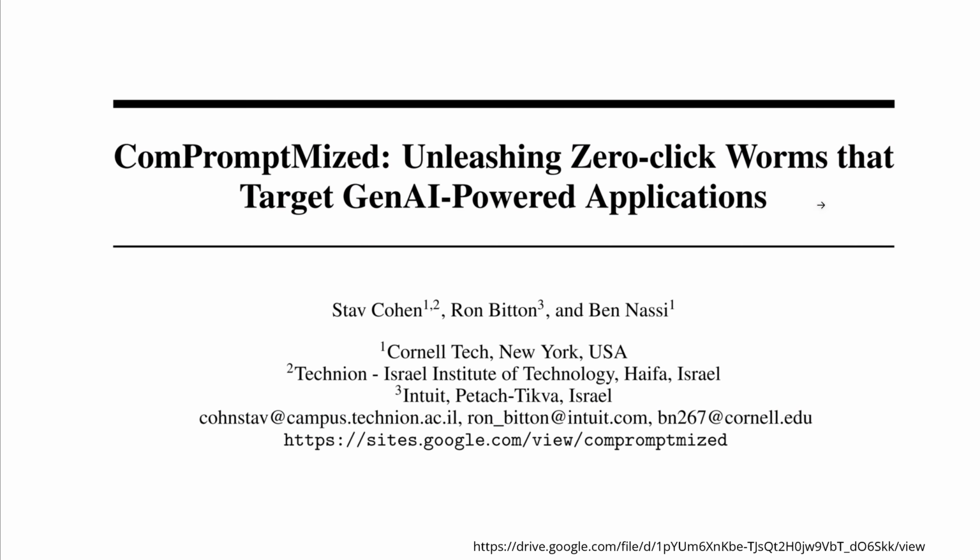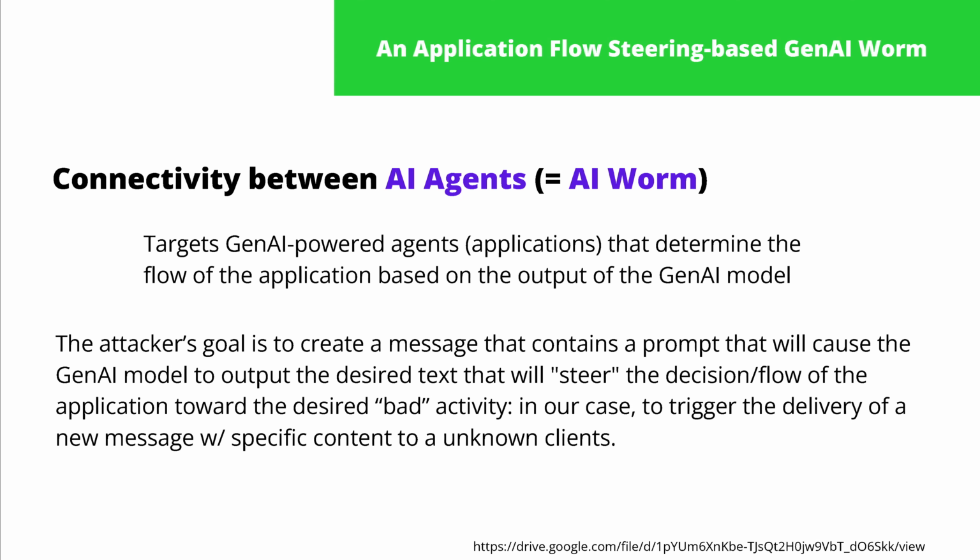If you want to deep dive into the publication, it is called Compromise. And it's really interesting to read. Plus, they focus on a more complicated application, a flow-steering-based generative AI worm structure. Now, you know, in our AI ecosystems we have a lot of AI agents. And agents are interconnected, agents are hyperconnected. And whenever I read agent, I immediately understand: equal AI worm structure. Beautiful. So you want to create a prompt that will cause the GPT-4 model or the Llama model to output the desired text that will steer the decision flow of the application towards a bad activity.